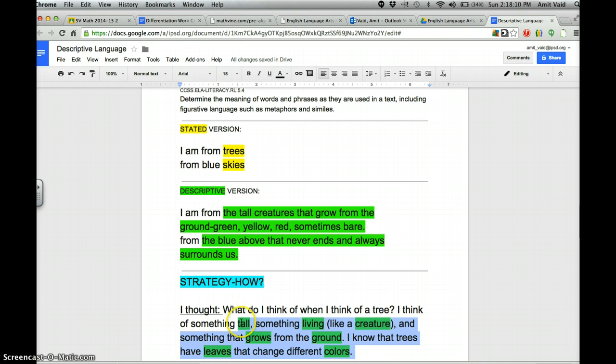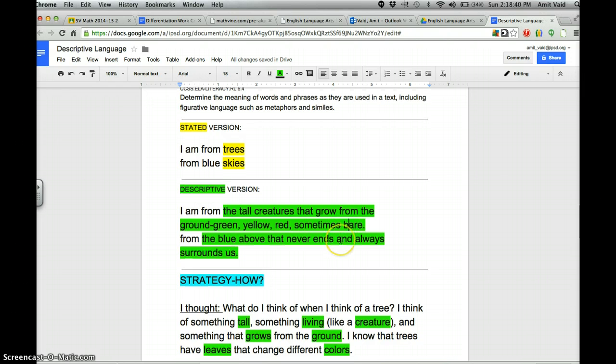I thought of something tall, so I wrote, I am from the tall. I thought of something living, like a creature, so I wrote, I am from the tall creature. And I thought of something that grows from the ground, so I even wrote that. I am from the tall creatures that grow from the ground. And finally, I know that leaves are on trees. I know that the leaves change colors, and so I wrote, in addition to that, I am from the tall creatures that grow from the ground. I added green, yellow, red, sometimes bare, like in the winter when there are no leaves.